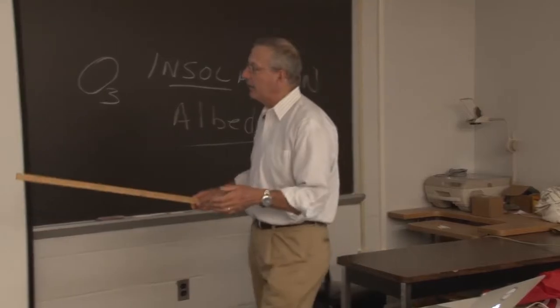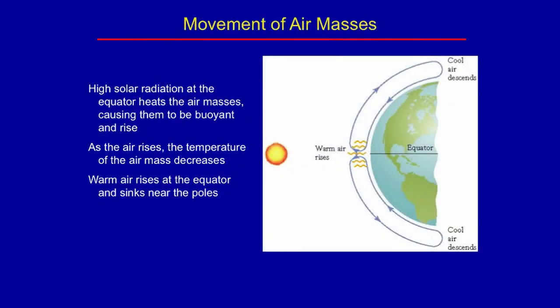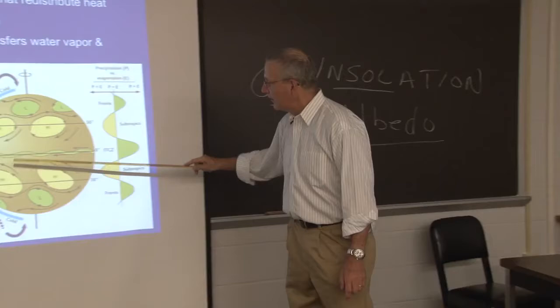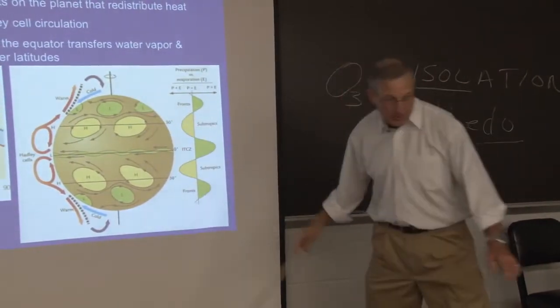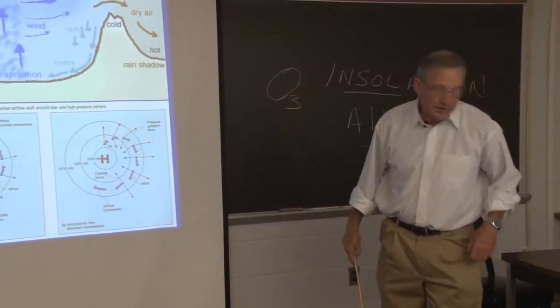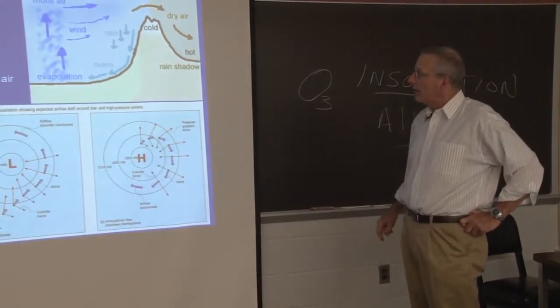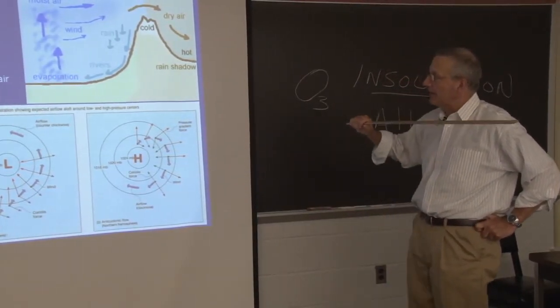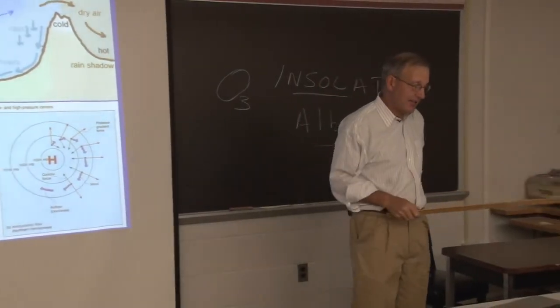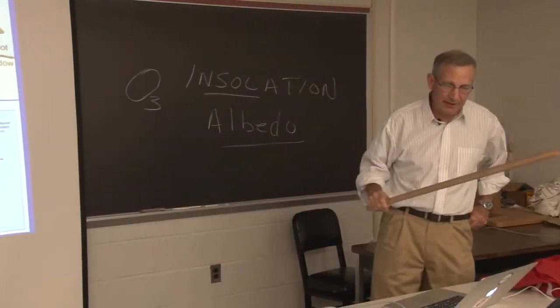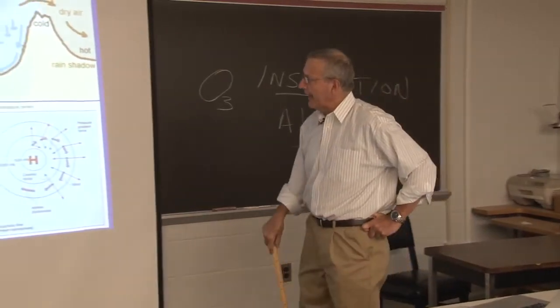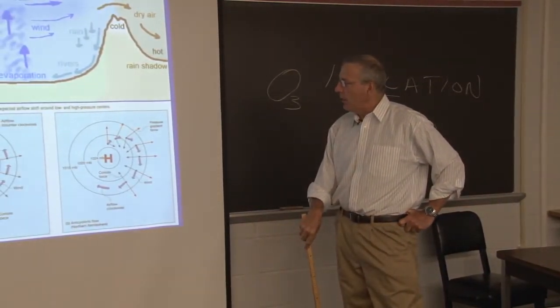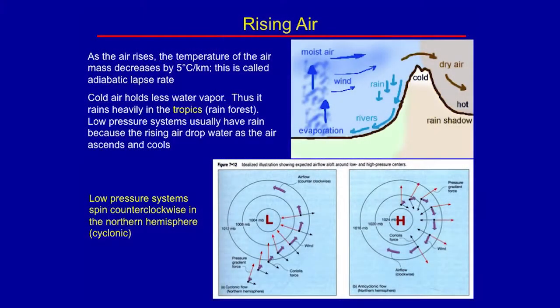So again, the rising air would normally go all the way to the poles, but it's broken into two larger cells, which we just saw here. A cell here, and then there's another cell here at the pole. So again, as air rises, the temperature of the air decreases by about 5 degrees Celsius per kilometer, or about 9 degrees Fahrenheit. This is called the adiabatic lapse rate. Cold air holds less water, thus it rains heavily in the tropics, where there are rainforests.